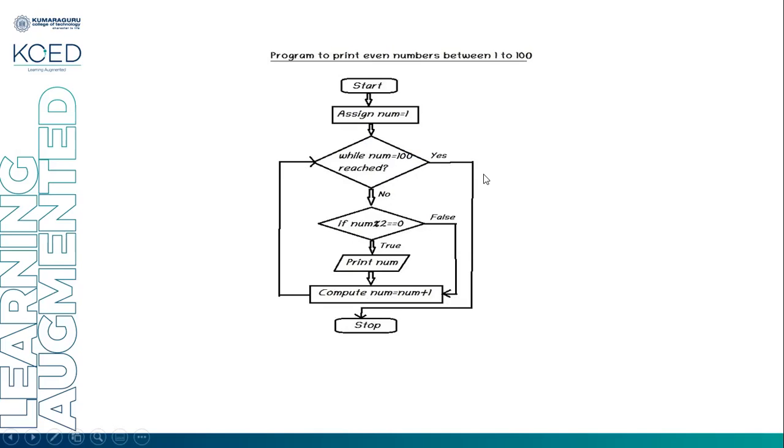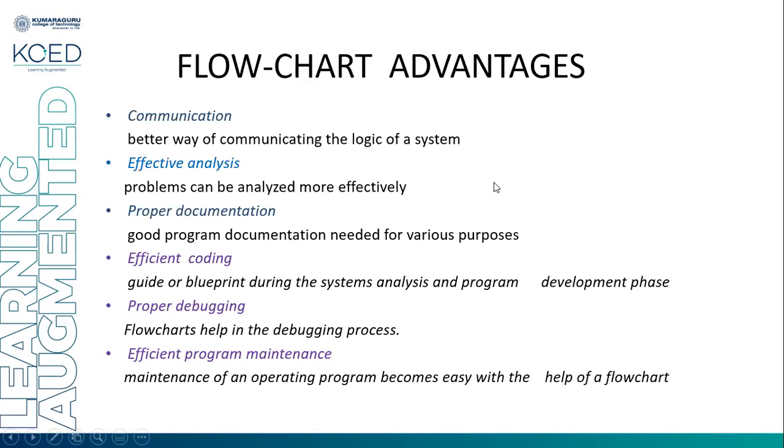So these are a few examples of flowcharts. We have to discuss the advantages and the disadvantages of the flowchart. Advantages: communication. It's a better way of communicating the logic of a system. Effective analysis: the problem can be analyzed more effectively.